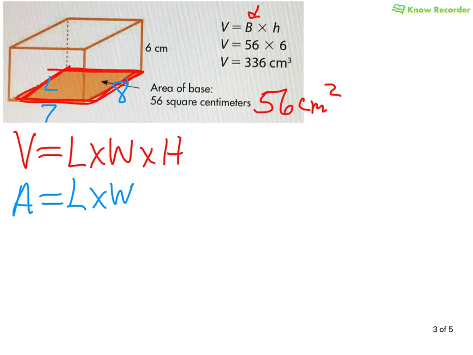Remember, your length is always the horizontal value, your width is always the diagonal, and your height's always the vertical. I could switch that length and width. It's still going to be 56. I don't know for sure which one it is, but that is a possibility.